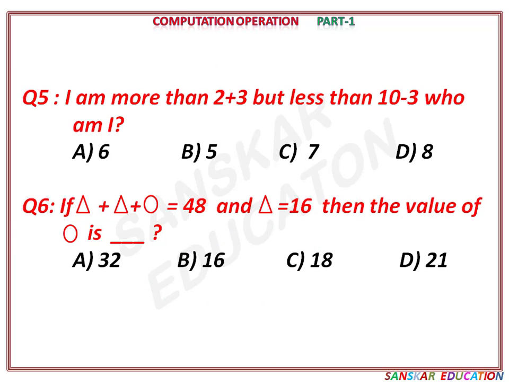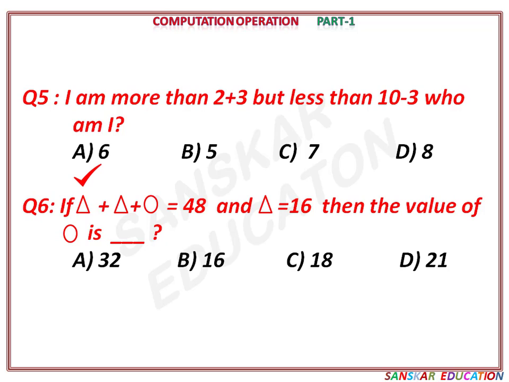Next question. I am more than 2 plus 3 but less than 10 minus 3. Who am I? Options are 6, 5, 7, 8. Correct answer is option A.